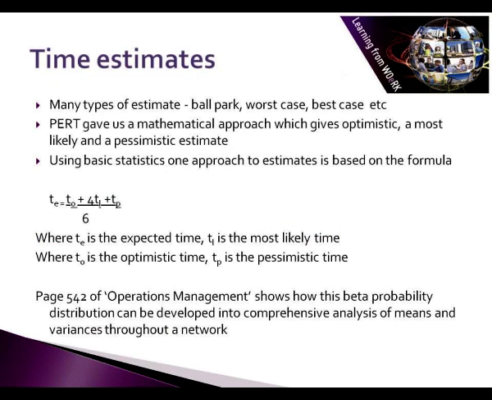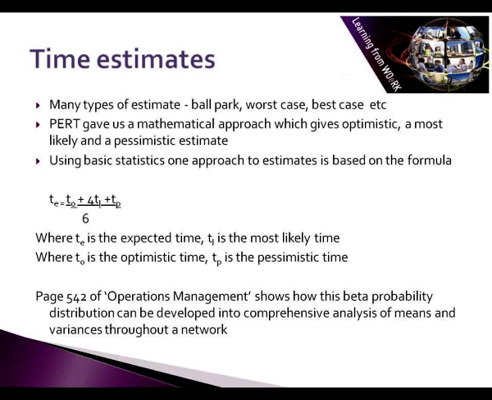Slide 8. Time estimates. Now there are many types of estimate that we can use in project management: ballpark estimates, worst case, best case, and so on and so forth. PERT gave us a mathematical approach which gives optimistic, most likely, and pessimistic estimates. And using basic statistics, one approach to estimates is based on the formula TE, the expected time, equals TO, which is the optimistic time, plus 4 TL, the most likely time, plus TP, which is the pessimistic time, all divided by 6. You can see this in the slide.